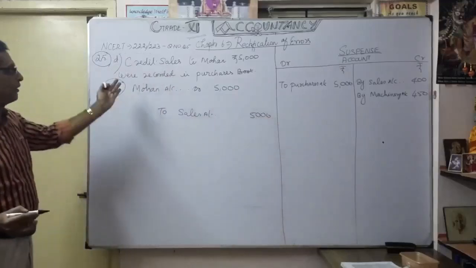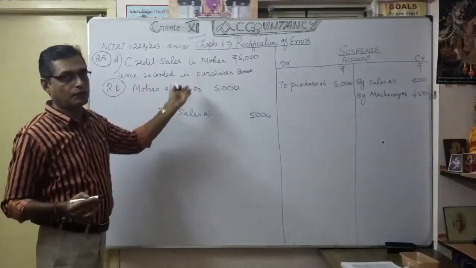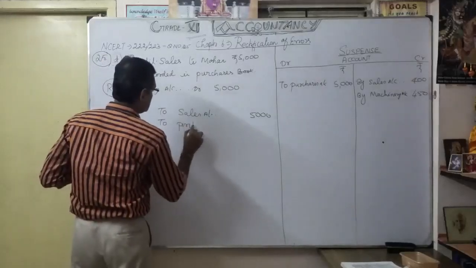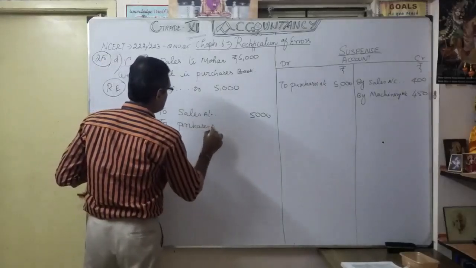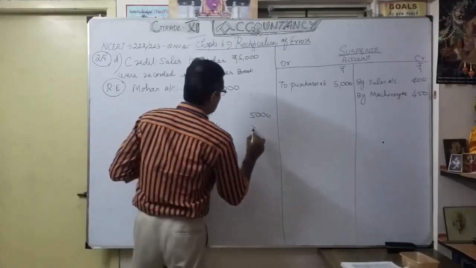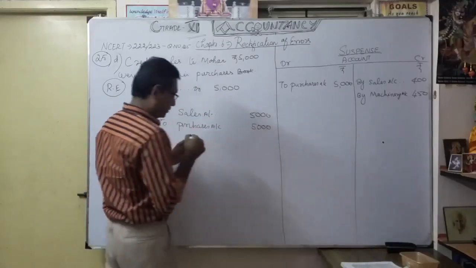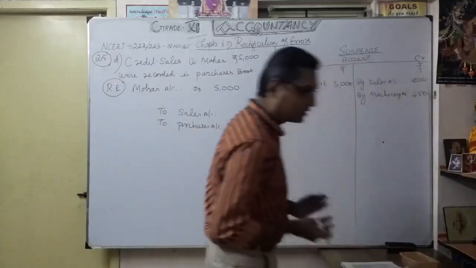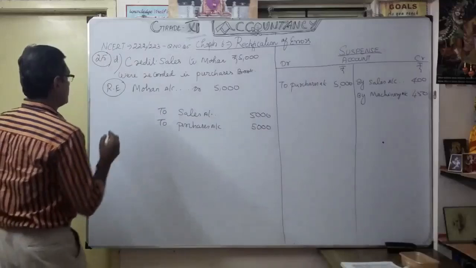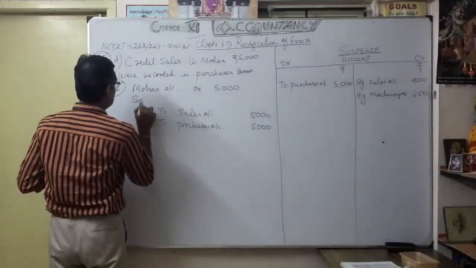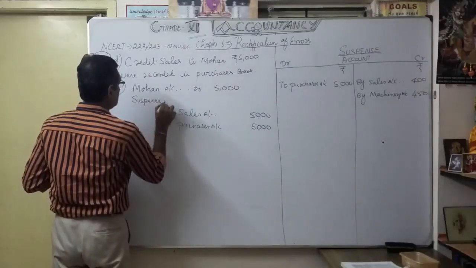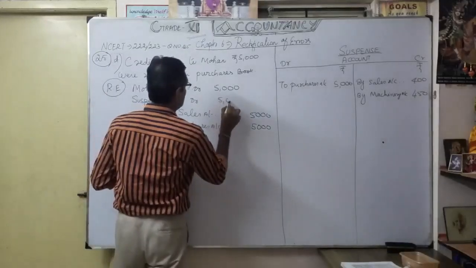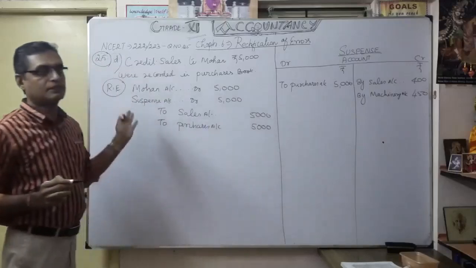That's the entry. But what happened? They recorded it in the purchase book. I want to remove that, so I am going to credit purchases account 5,000. Now check it. What's the difference? The difference is suspense account, that's the debit part. Suspense account, 5,000. Now understood? That's the rectification entry.